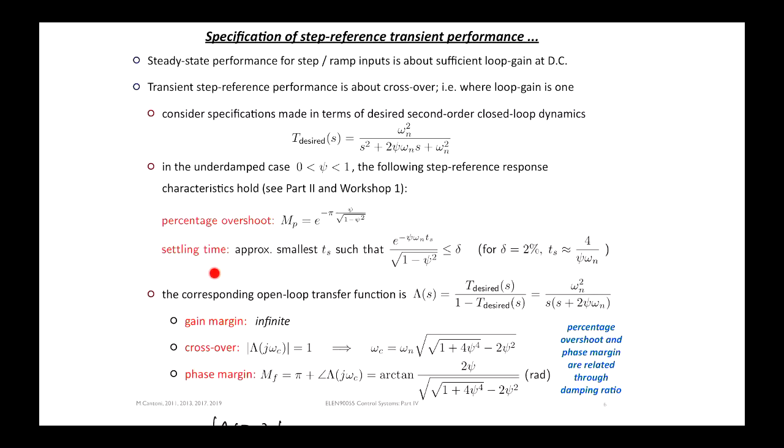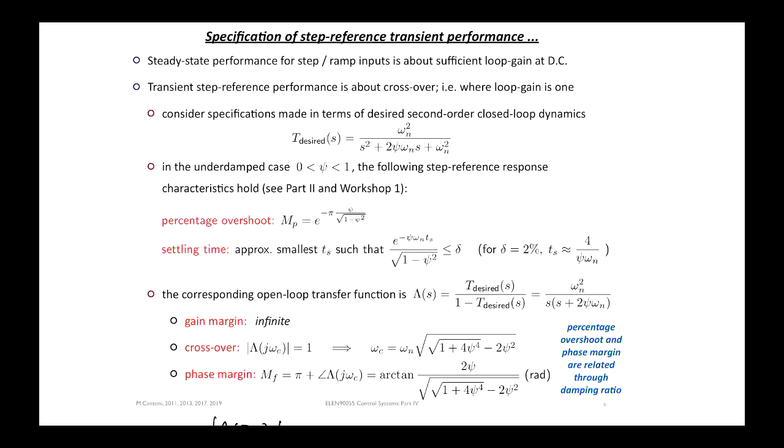We know that the settling time is related to the product of the damping and the natural frequency. The settling time is about 4 or 5 time constants. The time constant here is the product of the damping and the natural frequency. You saw all this in workshop 1.